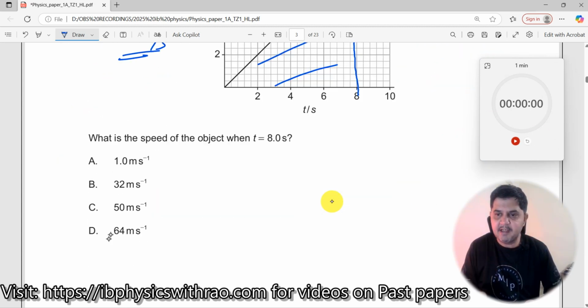Many of them have marked 64, which is incorrect because they took v equal to u plus at. Remember, whenever any question on a graph is given and something is varying, you will not do that. Okay, so 32 meters per second is the right answer.